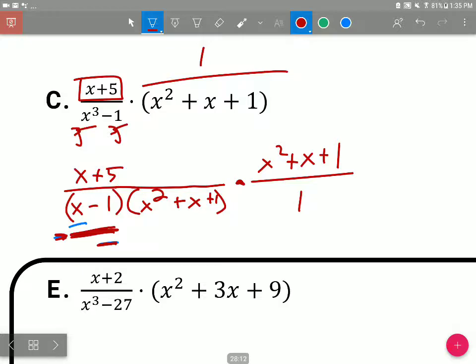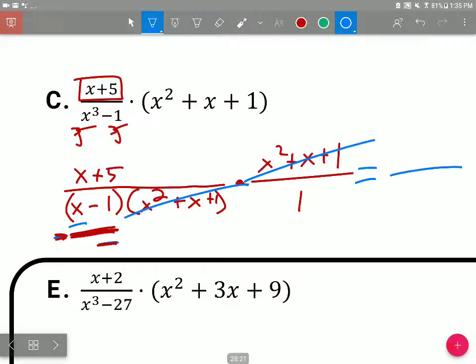Cool. So is there anything we can cancel out? Good. The big trinomial over there, which leaves us with what on top? X plus 5. Over? Not 1. X minus 1. Cool. Do letter E. It's essentially the same thing, but with different numbers. See if you can pull it off.